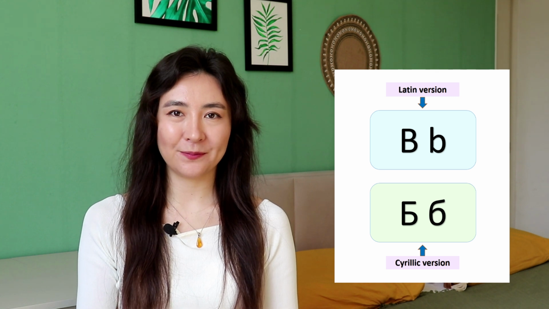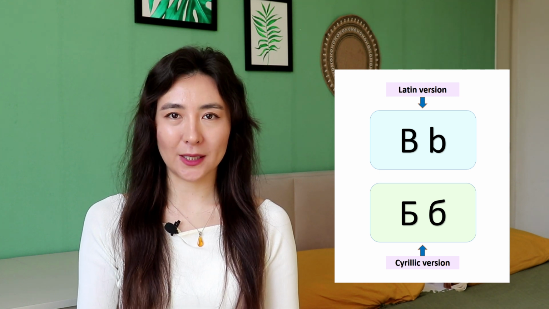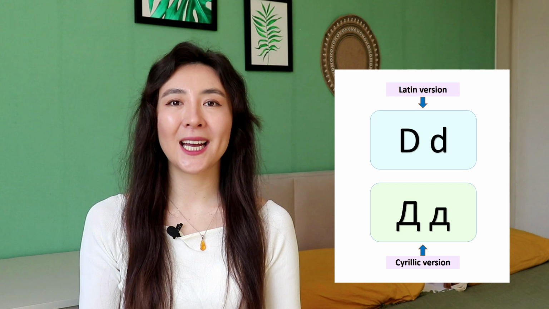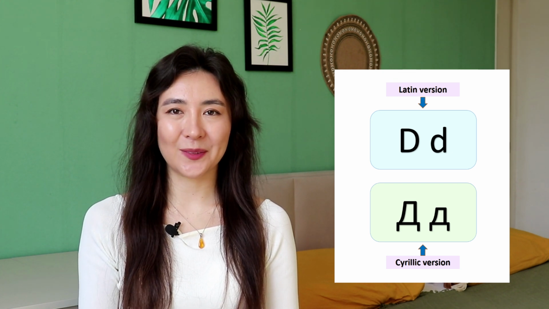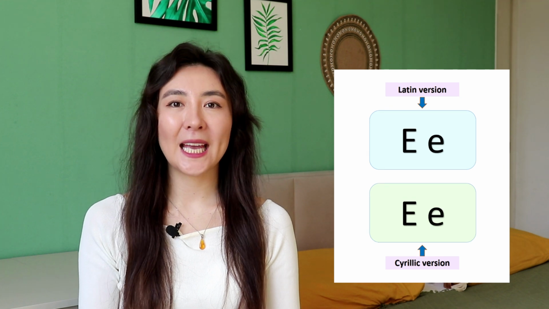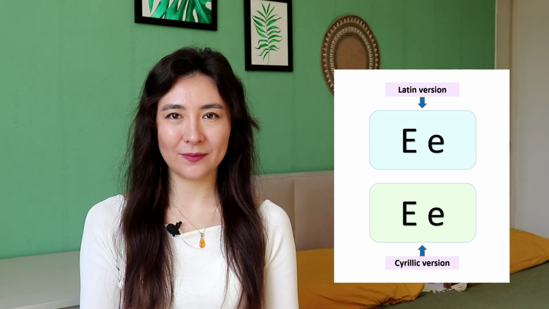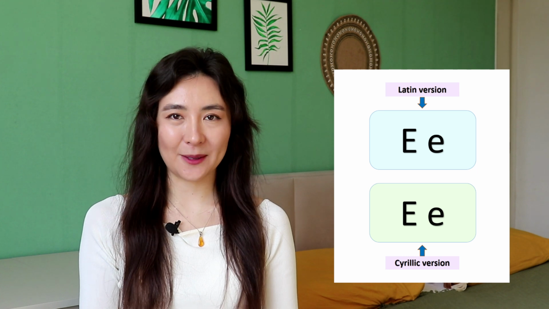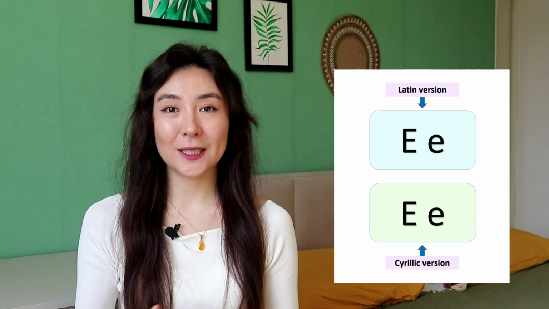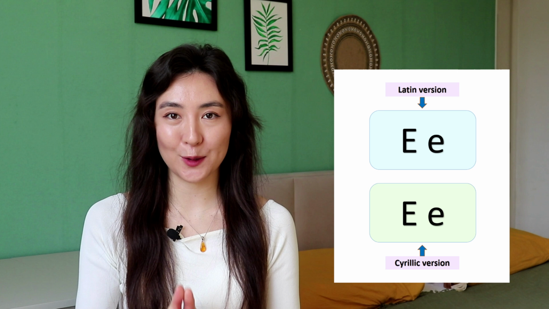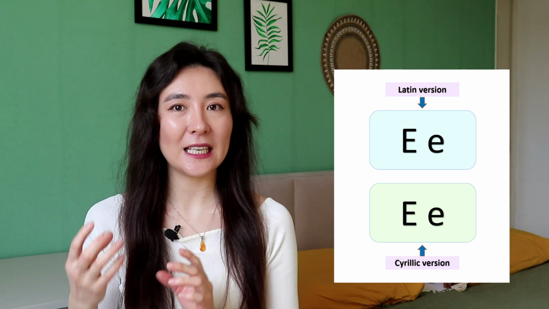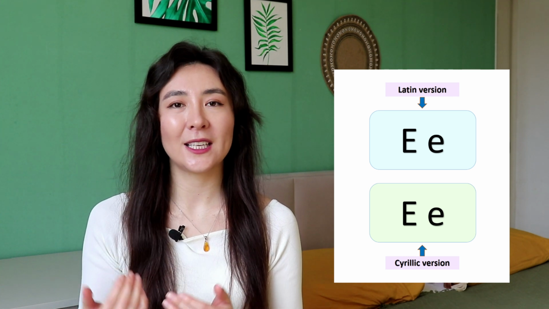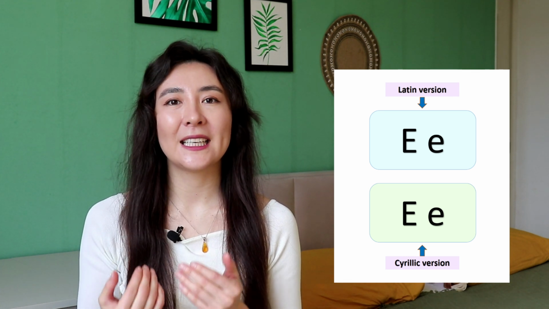B, B, B, B. Y, Y. So this Y in Kazakh language is also pronounced softly, so it sounds like it has E at the beginning. So it's Y, Y.